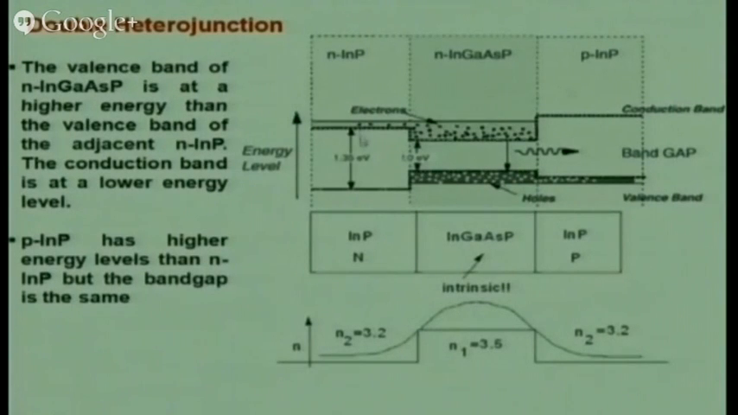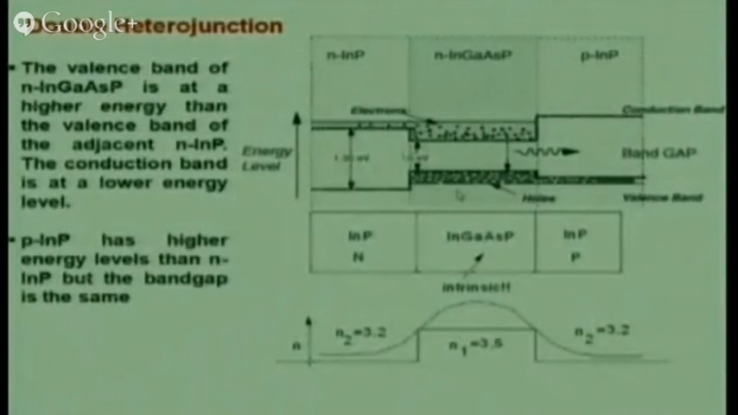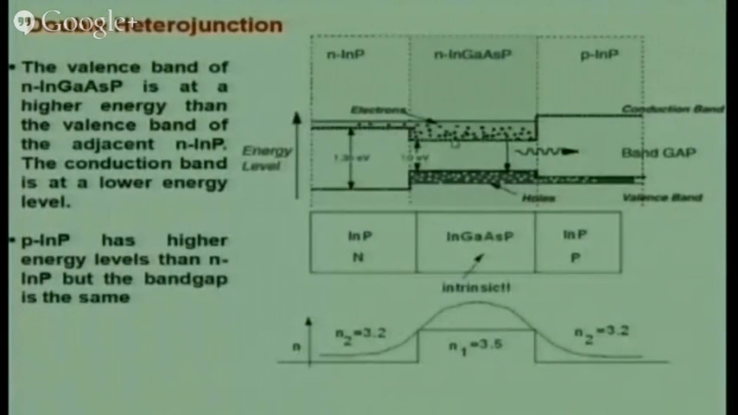The band gap of both these indium phosphides is the same, 1.35 electron volts. And for N-type indium gallium arsenide, the band gap is 1 electron volt, right? But the valence band of this is much lower as compared to this. In the same way, the conduction band of this is much higher as compared to this. The same is the reverse situation over here.